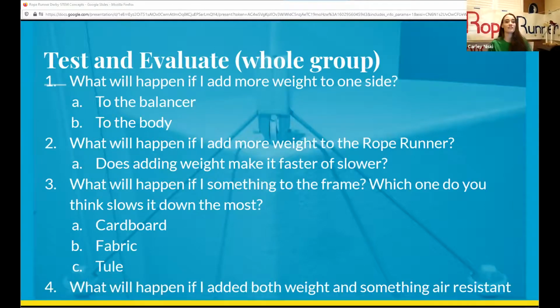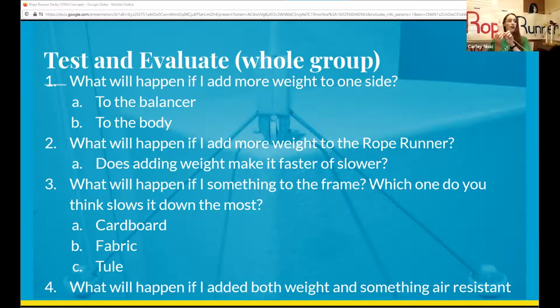Okay, so now we're going to test out some of these ideas with this handy dandy rope runner I have right next to me. On this one, I added Velcro and a wire frame so we can test out different materials and different weights to see how they affect the rope runner.